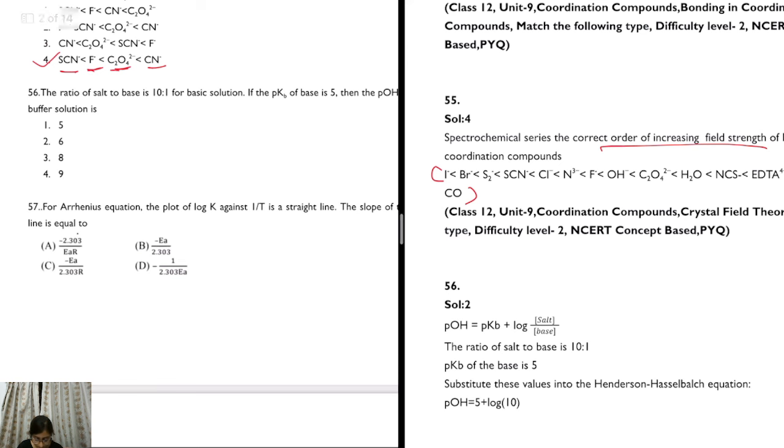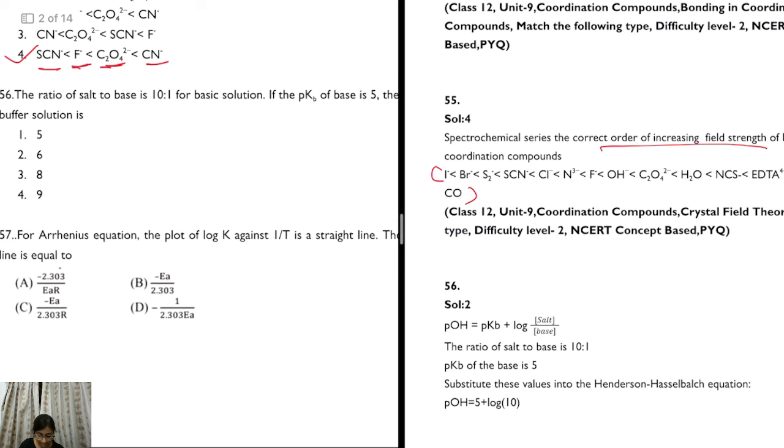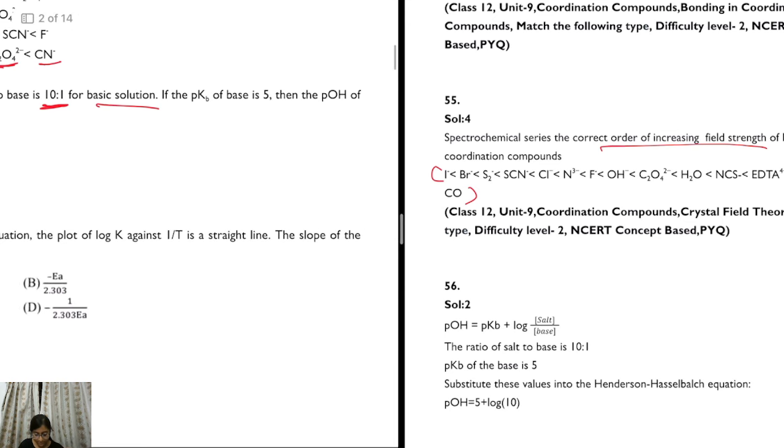Now the next question is, the ratio of salt to base is given 10 to 1 for a basic solution. If pKb of a base is this, we have to find pOH. Okay, so what is the pOH? We'll be using the Henderson-Hasselbalch equation here.